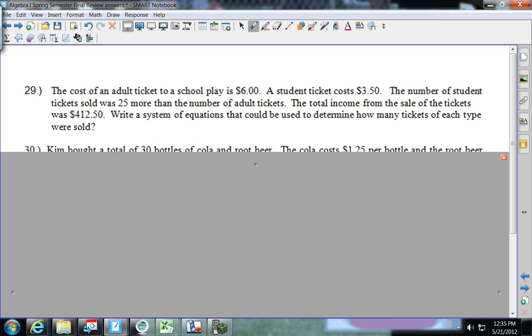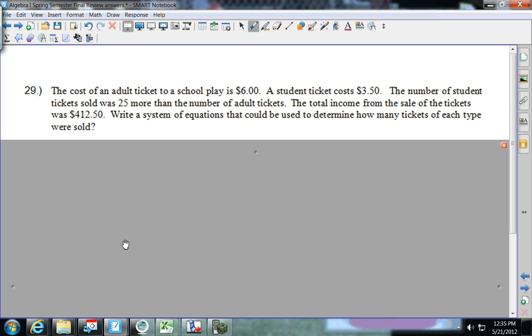Okay, let's go and do this one right here. Try and do number 29. You're going to have to write the system, and then we're going to take that system and solve it just for practice. It says the cost of the adult ticket of a play was $6. Okay, so I make notes. The adult ticket is $6. The student ticket is $3.50. Let's go ahead and make A the adult tickets, and S the student tickets.